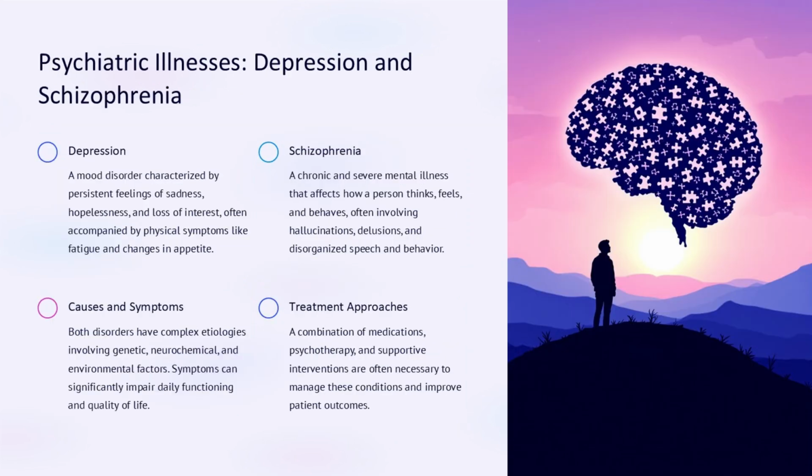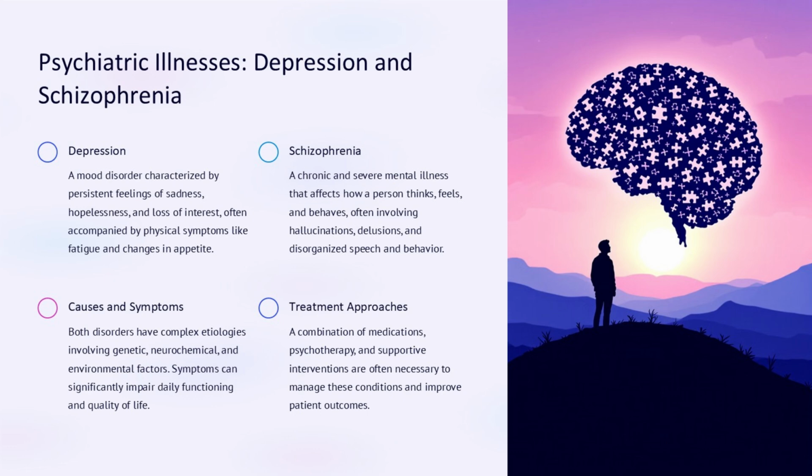Depression is a persistent mood disorder characterized by feelings of sadness, hopelessness, and loss of interest, as well as physical symptoms like fatigue and changes in appetite. Schizophrenia is a chronic and severe mental illness that affects how a person thinks, feels, and behaves, often involving hallucinations, delusions, and disorganized speech and behavior. Both depression and schizophrenia have complex causes involving genetic, neurochemical, and environmental factors.